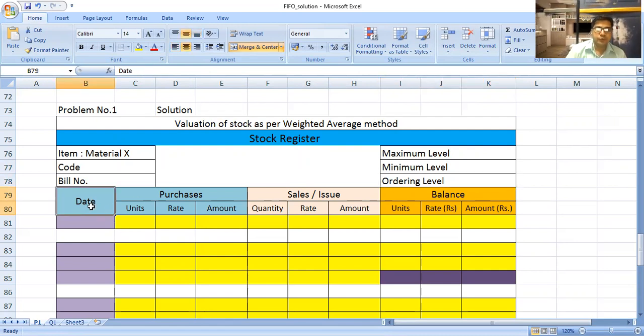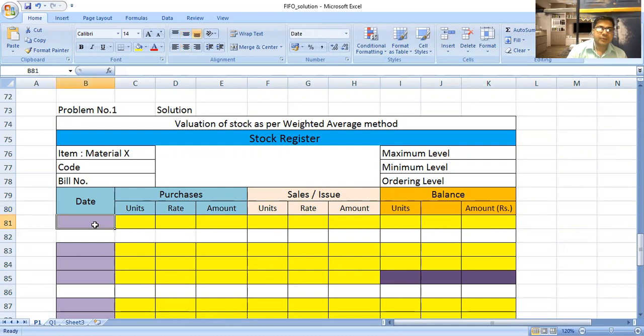Then we have to draw the date column, purchases column, issue or sales column, and balance column. Then sub-columns: unit, rate, rupees for purchases; for sales also units, rate, rupees; and in the balance column only units. No need to write the rate column. We do not have to consider the rate column and amount.